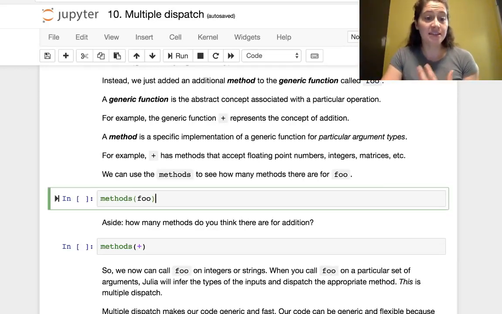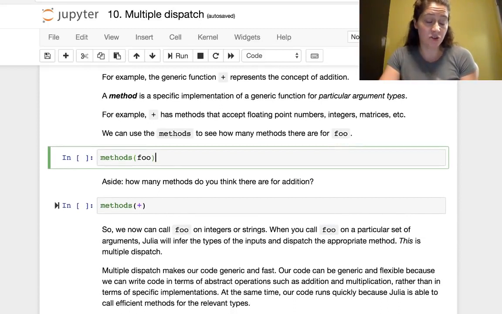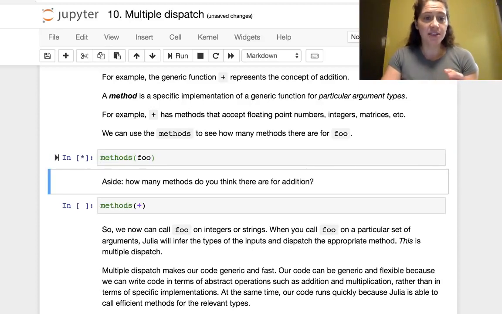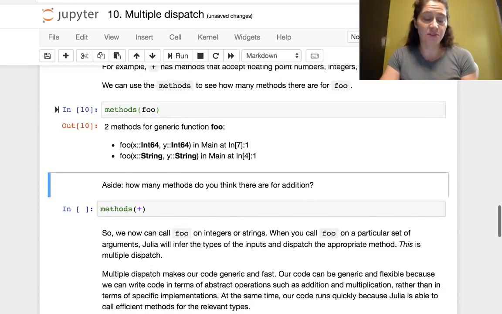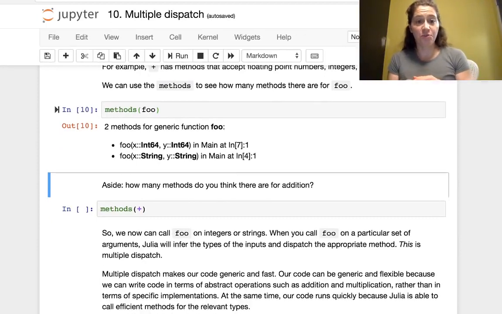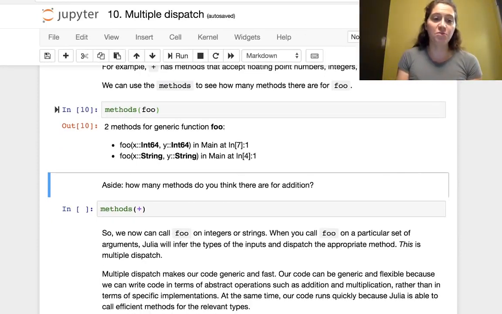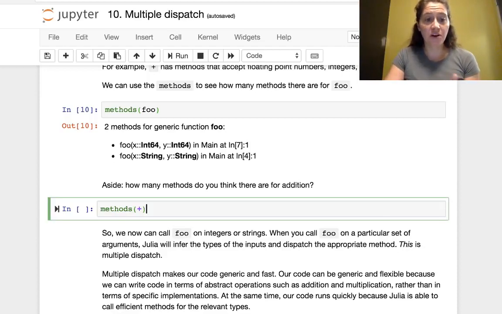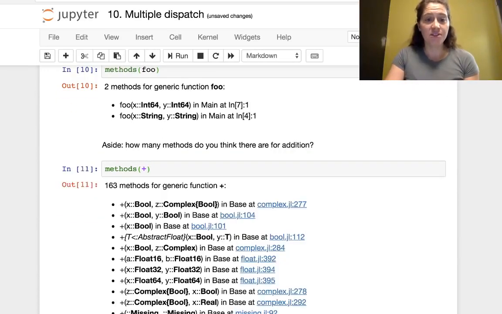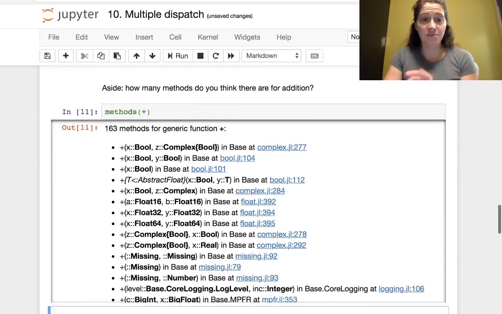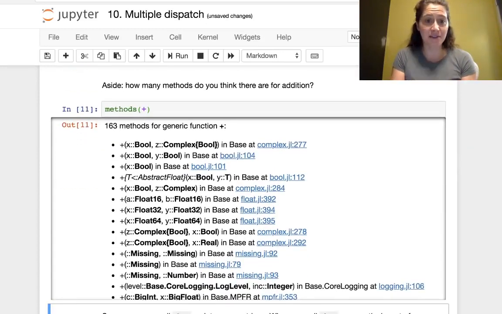So one way that we can see how many different methods exist for a given function is by using this methods function. If I call methods on the function foo, we can see that there are two different methods for foo sitting around. One is for foo that works on two integers, and one is for foo that works on two strings. Similarly, if I were to call methods on the plus operator, we see that in Julia there are 163 different ways to add things together.